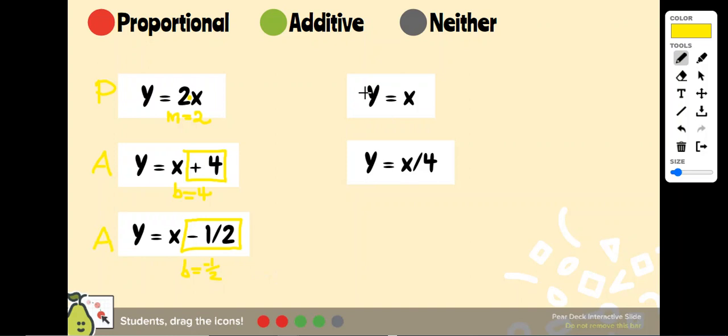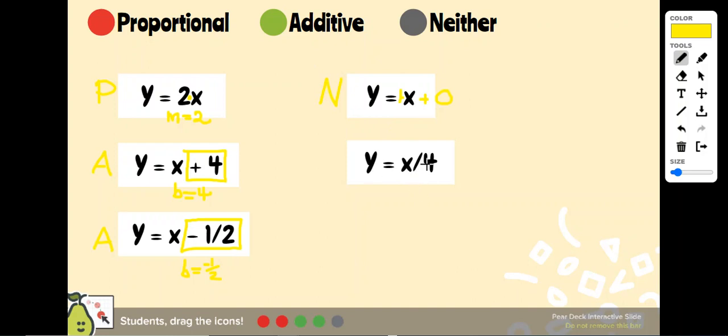In the equation y is equal to x, there's an invisible coefficient of 1. We can always assume there's 1 times x. We can also say they're probably adding 0. But since there's no change to either the slope or the y-intercept, we assume that this is neither relationship. It's just y is equal to x is neither.